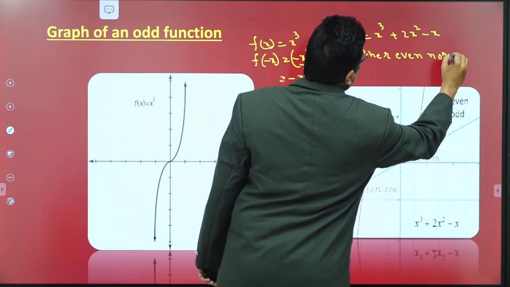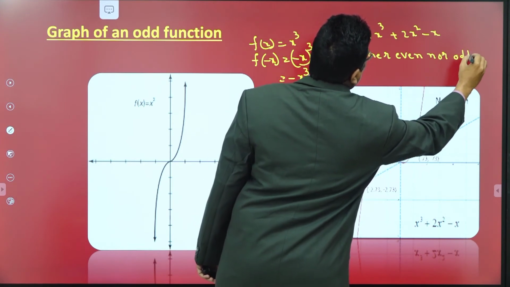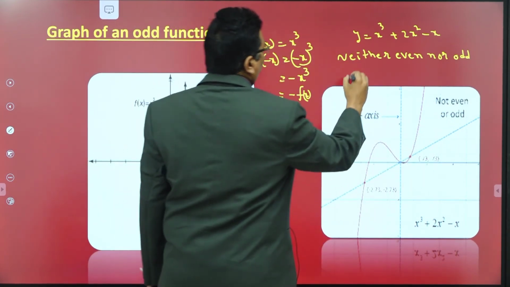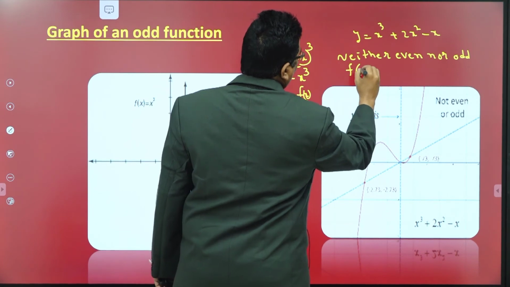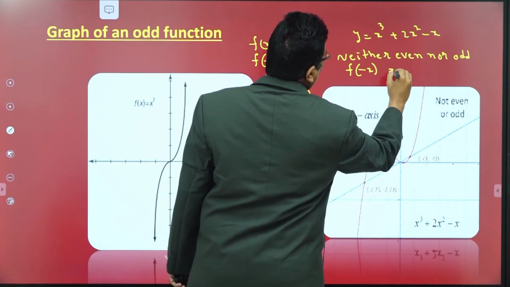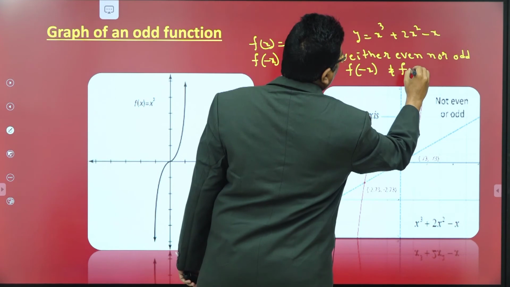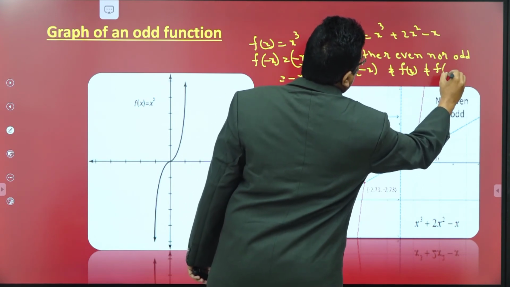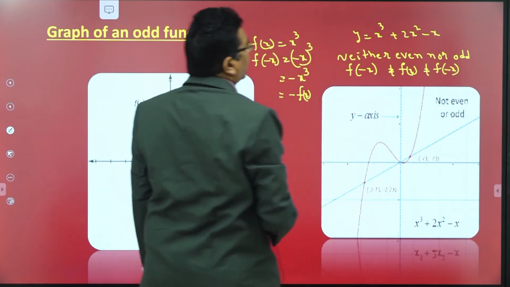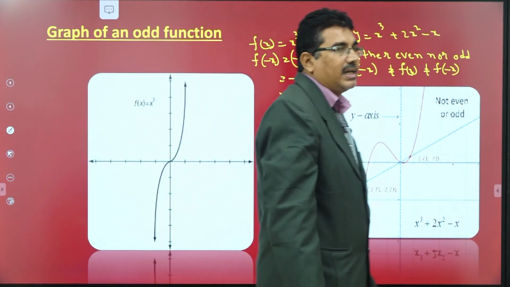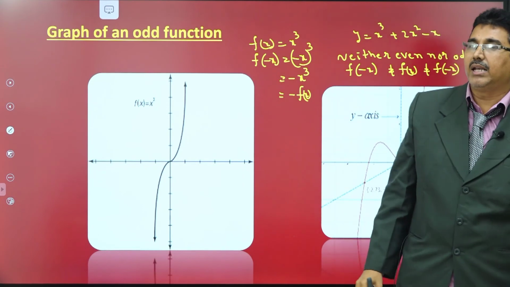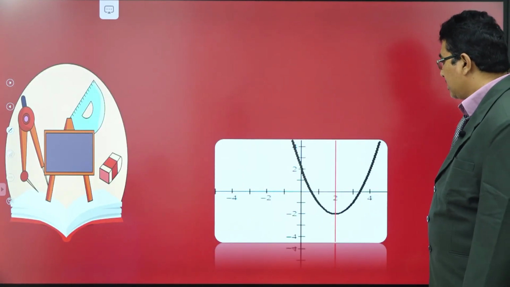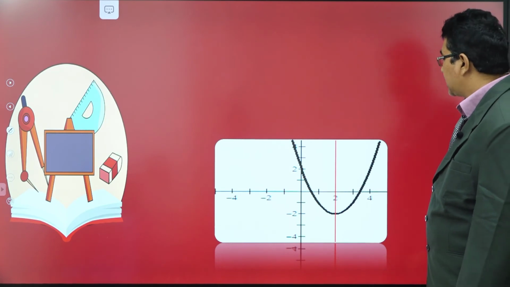This function is neither even nor odd, because f of minus x is not equal to f of x, and it is also not equal to minus f of x. That's why this function is called neither even nor odd, right?